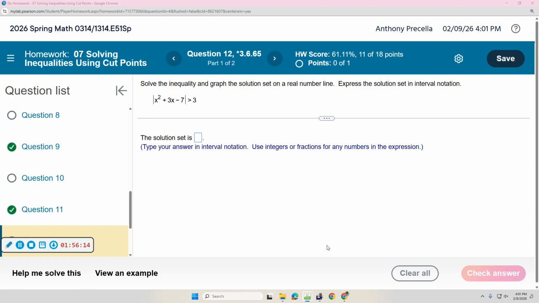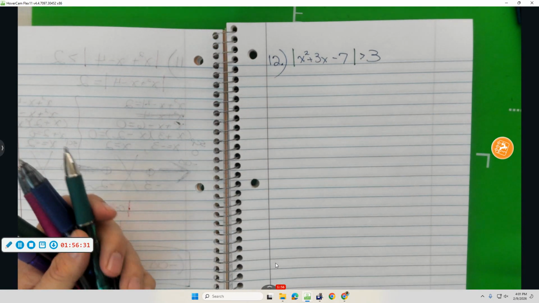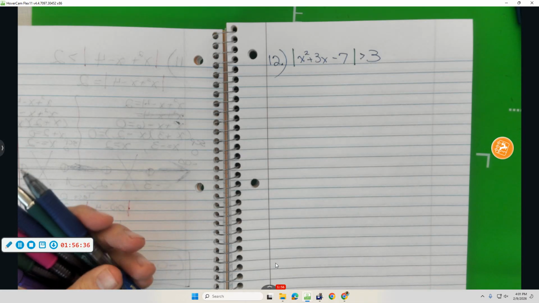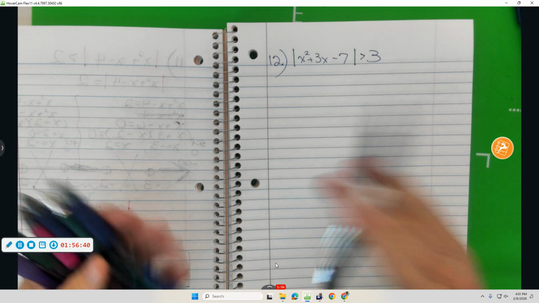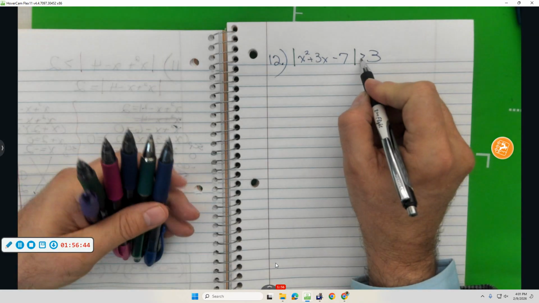Okay, I've written down this problem, and it's a quadratic absolute value inequality. Anytime you see a less than or greater than, and it says solve, think cut points. Pearson will never say cut points, but you know cut points. Pearson has a lot of other little rules to do something like this, but all you need is cut points. So start off by solving the equation.